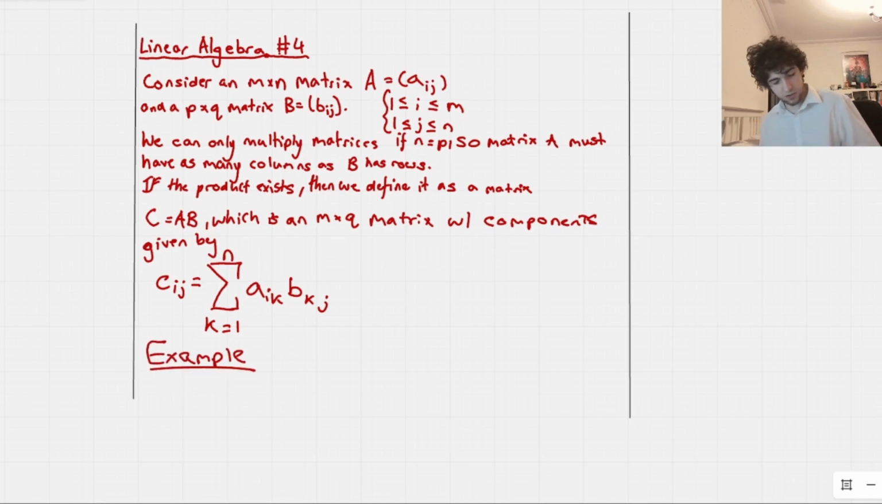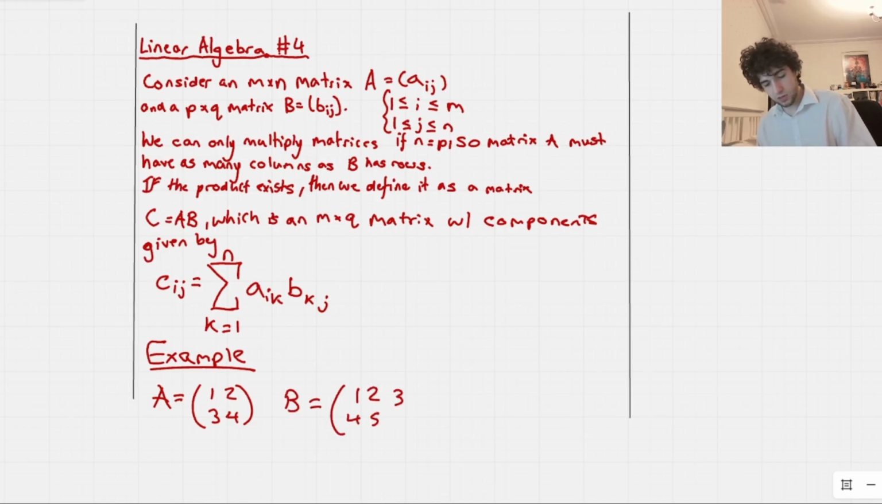If I have a matrix A, which is 2 by 2, with entries 1, 2, 3, 4, and a matrix B, given by the entries 1, 2, 3, 4, 5, 6, so it's a 2 by 3, right? Then C, which is effectively the resultant matrix when I multiply those two matrices together, is defined. Why is it defined?